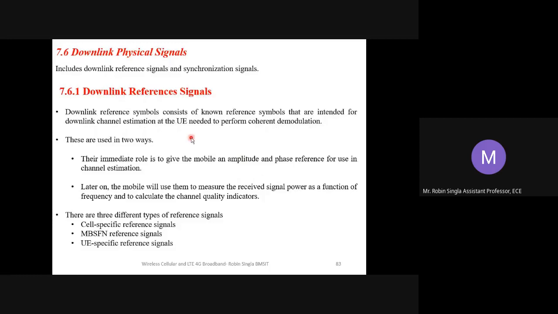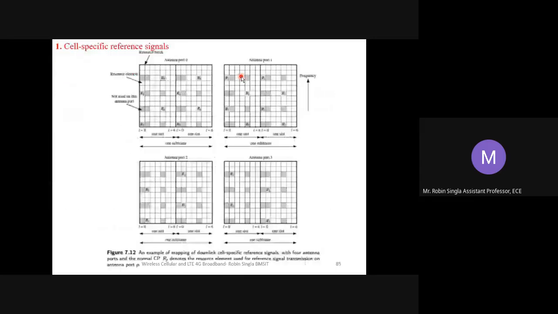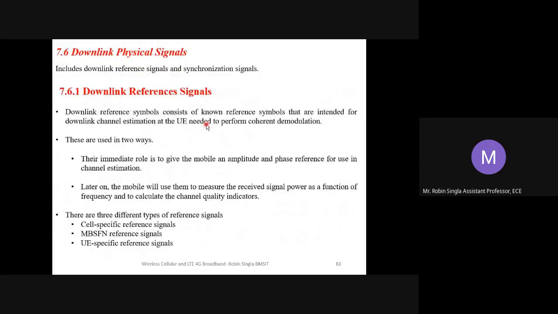And then we were on downlink physical signals, which includes downlink reference signals and synchronization. I think we were somewhere in this slide when my laptop was switched off. So we'll start from downlink reference signals.